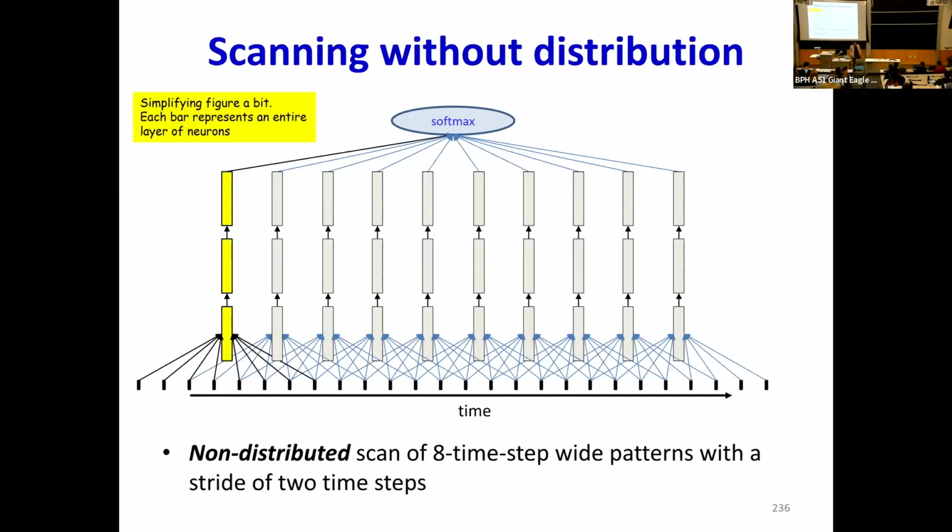So I'm just going to show this as a simplified figure. Non-distributed scan of an 8 time step wide pattern with a stride of 2 time steps in this example. All of these values must be computed, right?